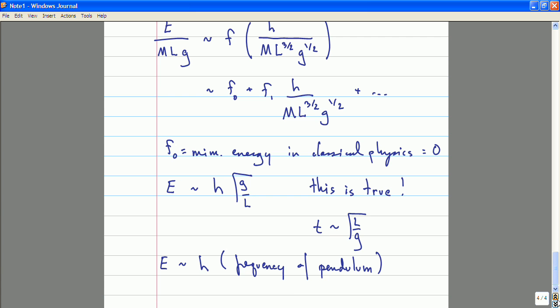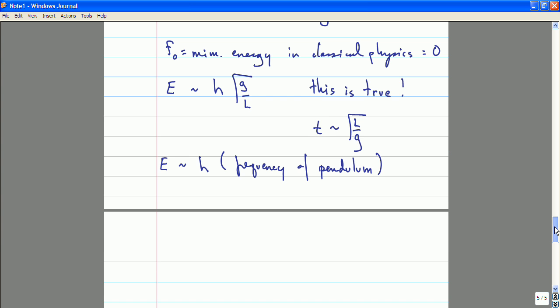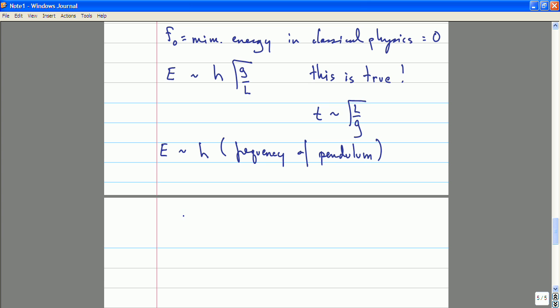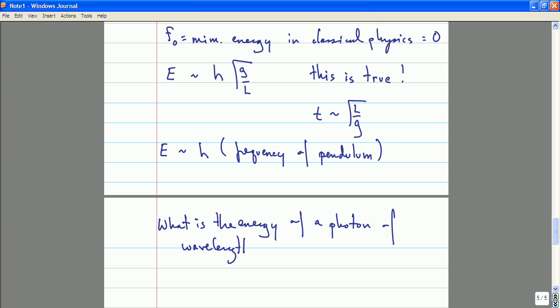So let's just go ahead and do that dimensional analysis for the photon. So let's ask another question. What is the energy of a photon of a given wavelength? Okay, I like this example because it involves both special relativity and quantum mechanics.